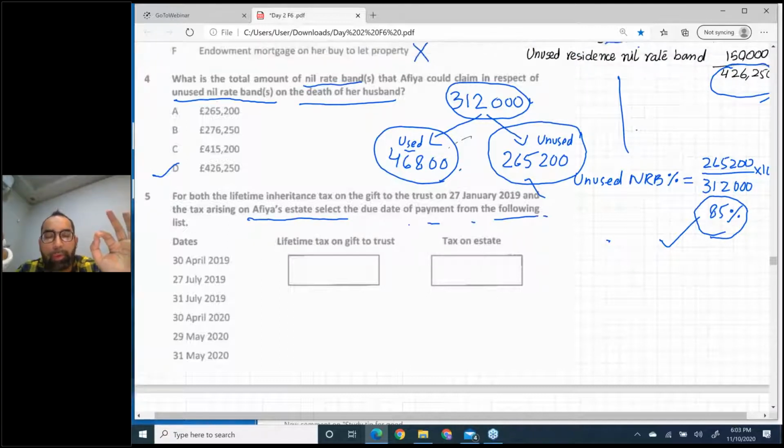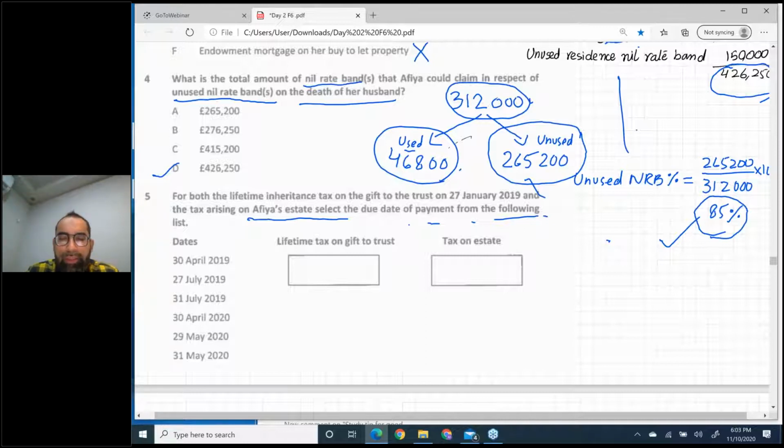First of all, a good recap, listen. For all death taxes, death taxes meaning IHT on PET, additional IHT on CLT, and IHT on the death estate, there is only one due date. And what is that due date? Six months from the end of the month in which the person died.